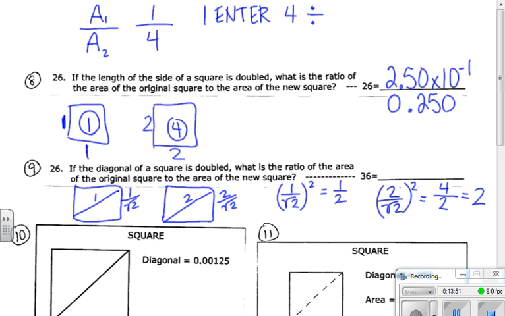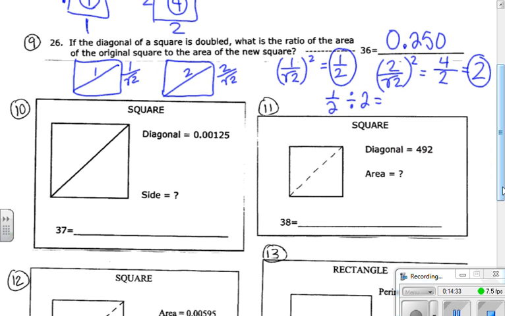So our original area is 1/2. Our new area is 2. So 1/2 divided by 2 is equal to what? What is that ratio? And we get the same value that we got on the previous one. That relationship between a linear dimension, a line on your square, and the area is going to be basically the square of whatever you're doing. So if we double it, you're actually multiplying by 4, because 2 squared is 4.